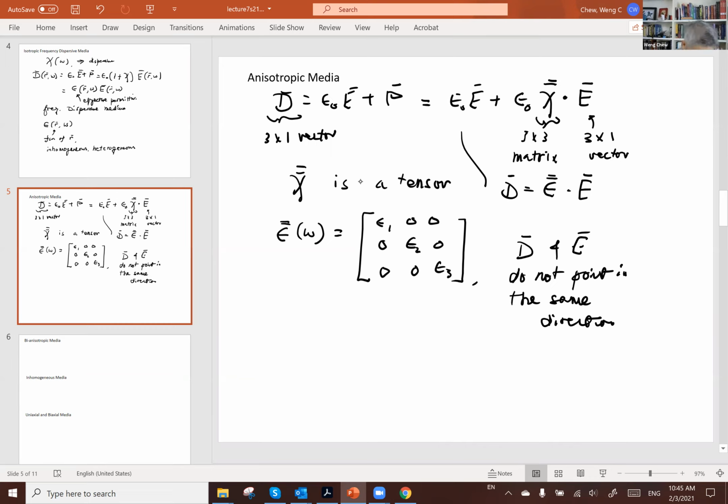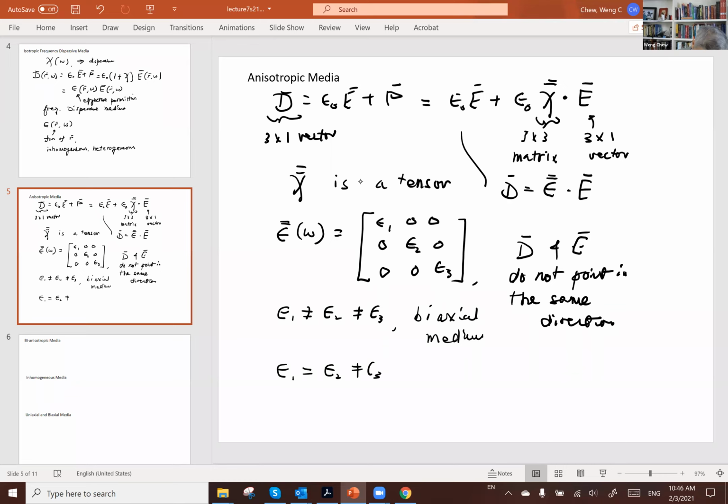So this is the effect of an anisotropic medium. You can work this out quite easily. When epsilon 1 is not equal to epsilon 2, is not equal to epsilon 3, this is a terminology used quite often in optics, because in optics, you do come across this kind of anisotropic medium quite frequently, and this is known as a biaxial medium. However, if you have epsilon 1 equals epsilon 2 not equal to epsilon 3, then this is called a uniaxial medium.